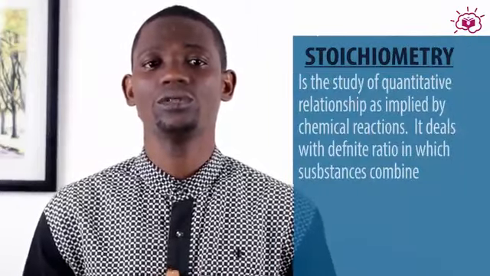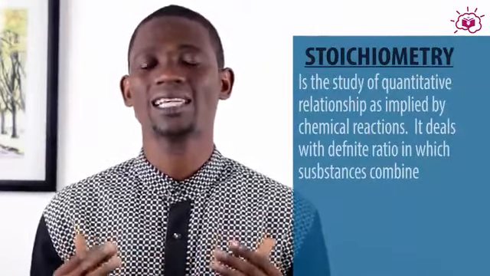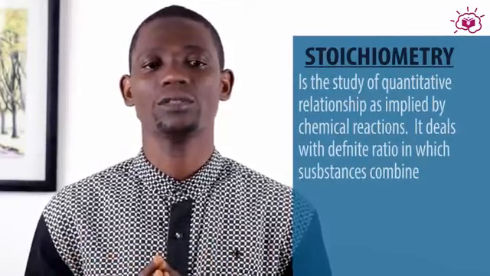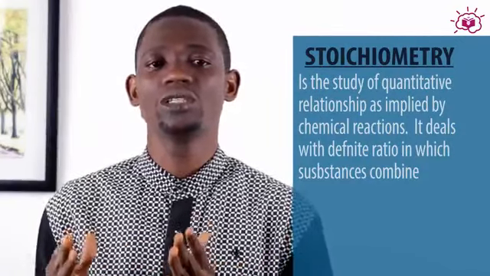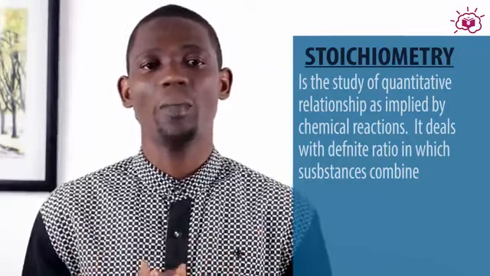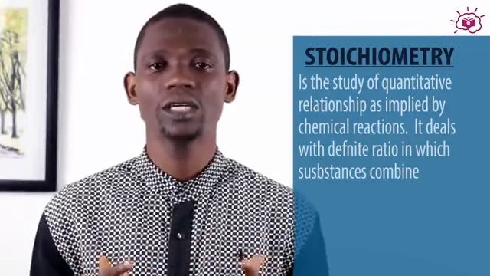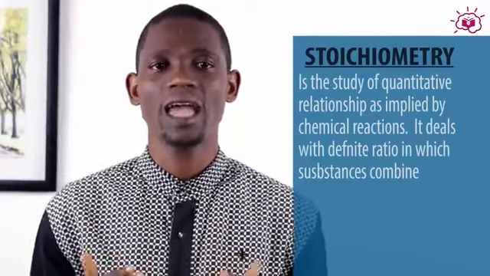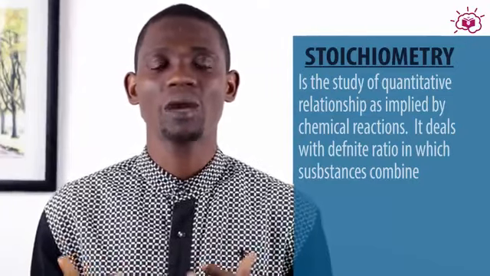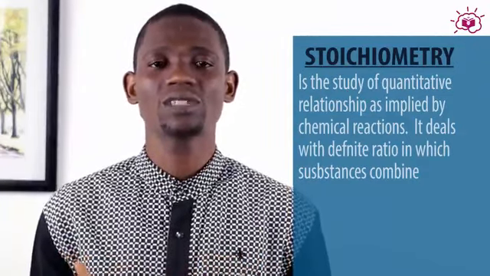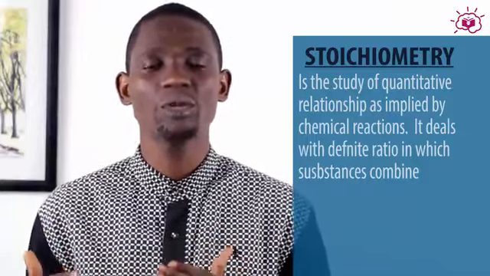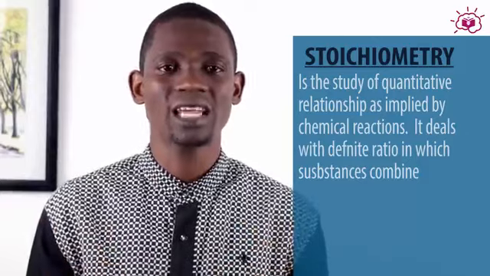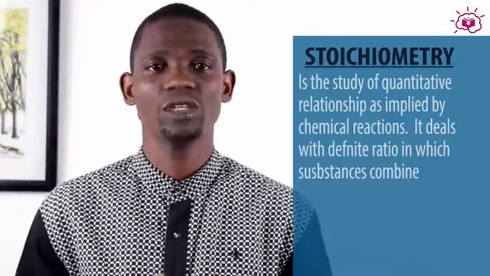Stoichiometry is the study of the relationship as implied by chemical reaction. It deals with definite ratio in which substances combine. That is to say, stoichiometry covers every aspect of chemical equation that tells us what amount and in what ratio the chemical elements interact or react to give their products.